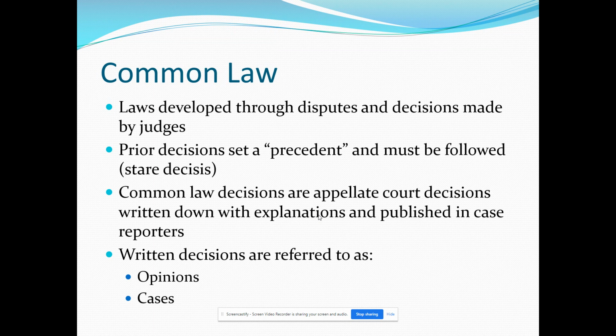They call that stare decisis, right? We saw this in our definitions from the homework last week. Stare decisis is Latin for it stands decided. Now, we'll talk later on in the semester about what is precedent, what is mandatory authority on a court, but just for the time being, we talk about that prior decisions can be precedent and binding on future judges. Okay, so we call it common law, we call them case law. The written decisions are opinions or cases, all synonymous with each other.